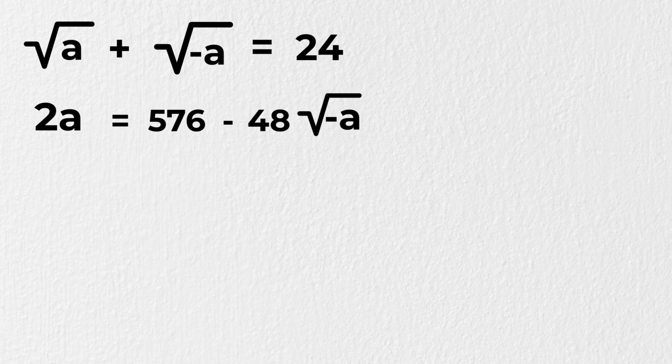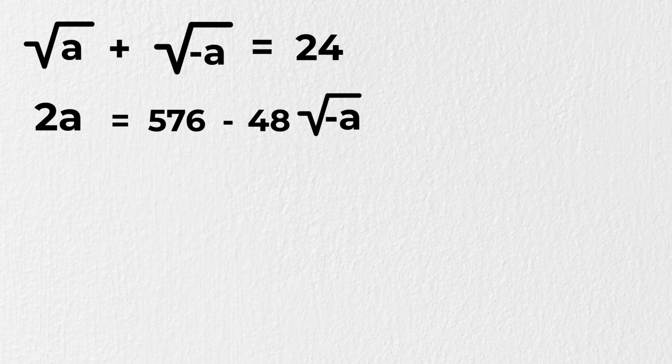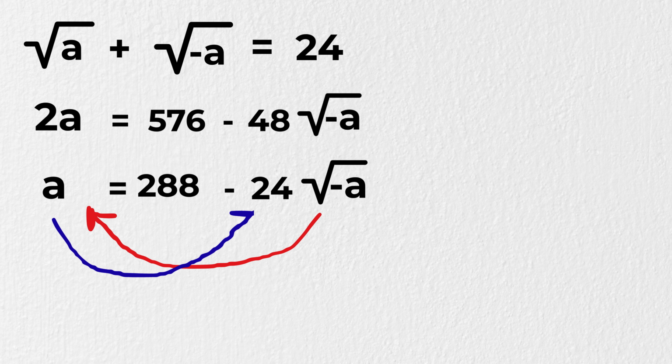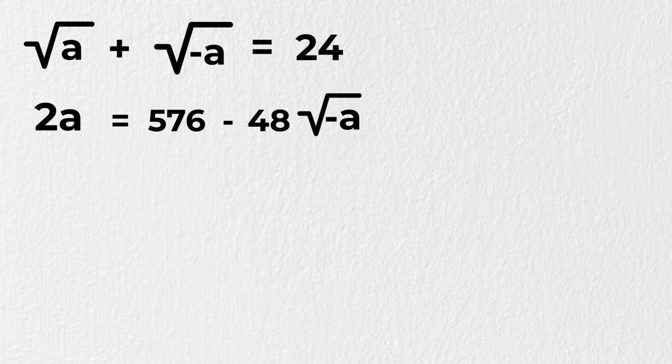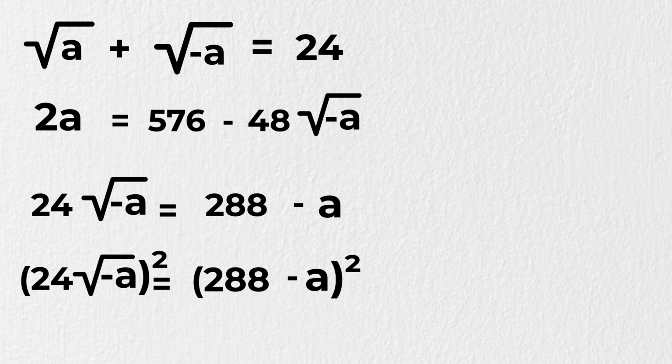Next, let us divide both sides by 2. This gives a equals 288 minus 24 times the square root of minus a. Now take that minus 24 times the square root of minus a to the left side and this a to the right side to get 24 times the square root of minus a equals 288 minus a. Now, to eliminate the square root, we again square both sides.